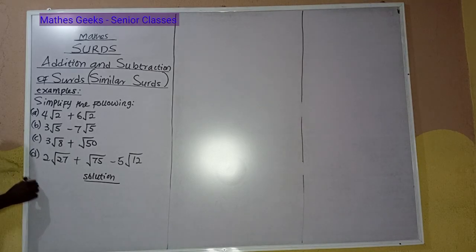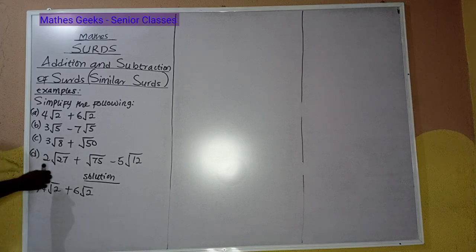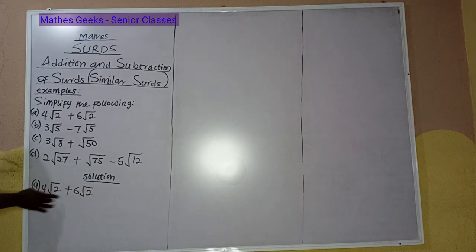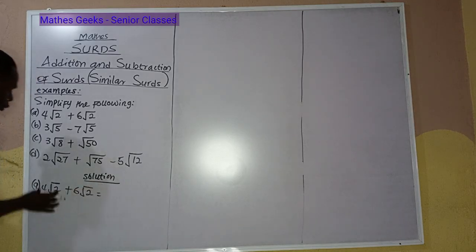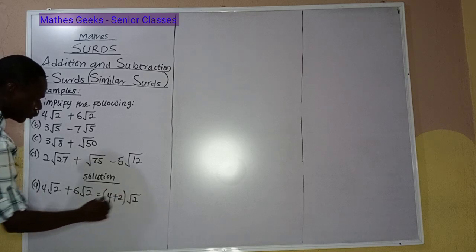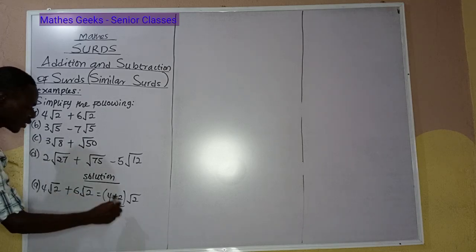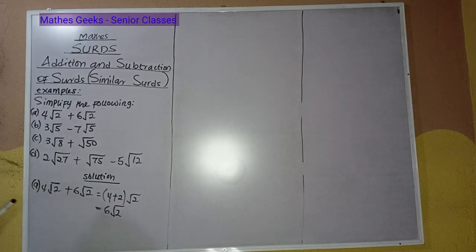So number 1, or A: 4 root 2 plus 6 root 2. The condition must be met if we must be able to add these two surds, and that condition is that both surds must be similar or alike. So in this case they are. So 4 root 2 plus 6 root 2 gives us 4 plus 6, root 2. 4 plus 6 is 10, and gives us 10 root 2.